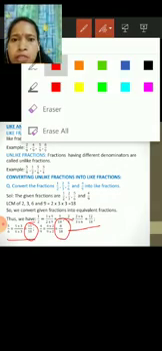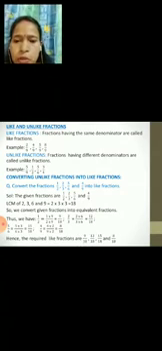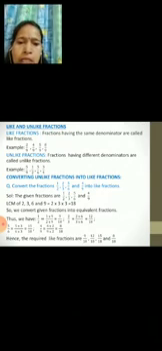So in this way you can convert unlike fractions into like fractions. So hence the required like fractions are 9 by 18, 12 by 18, 15 by 18 and 8 by 18.